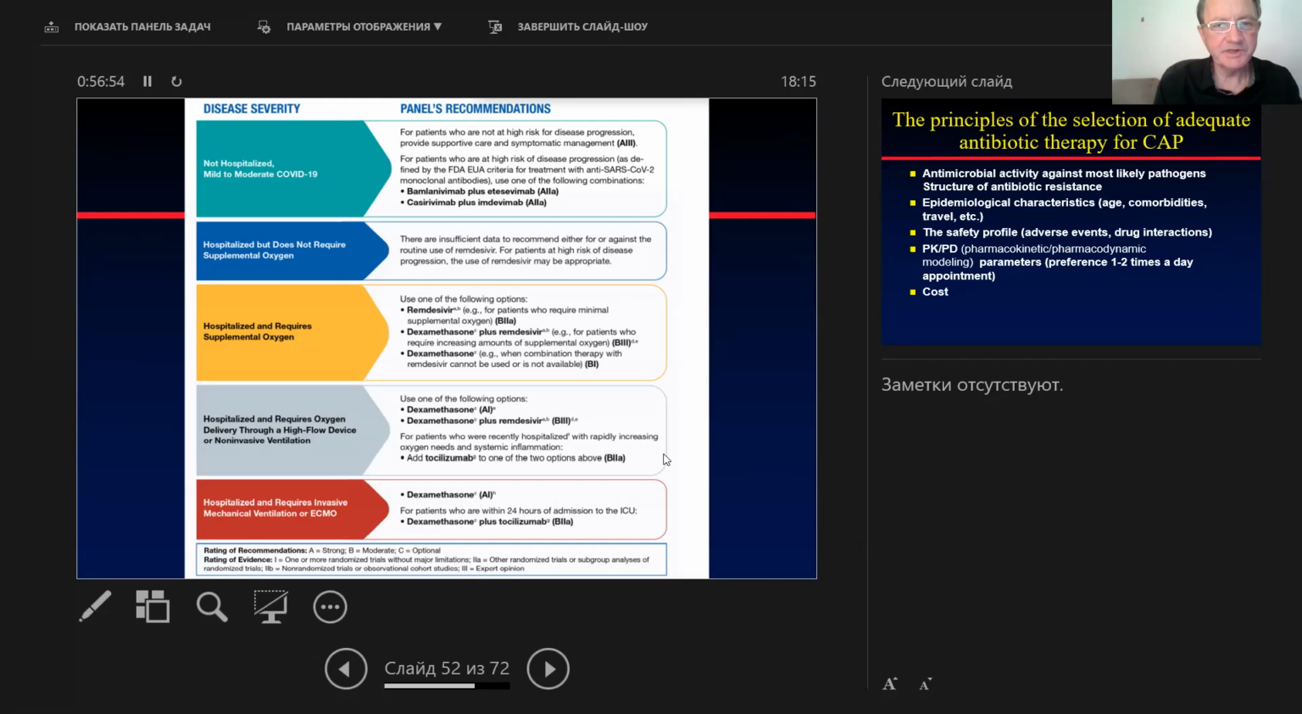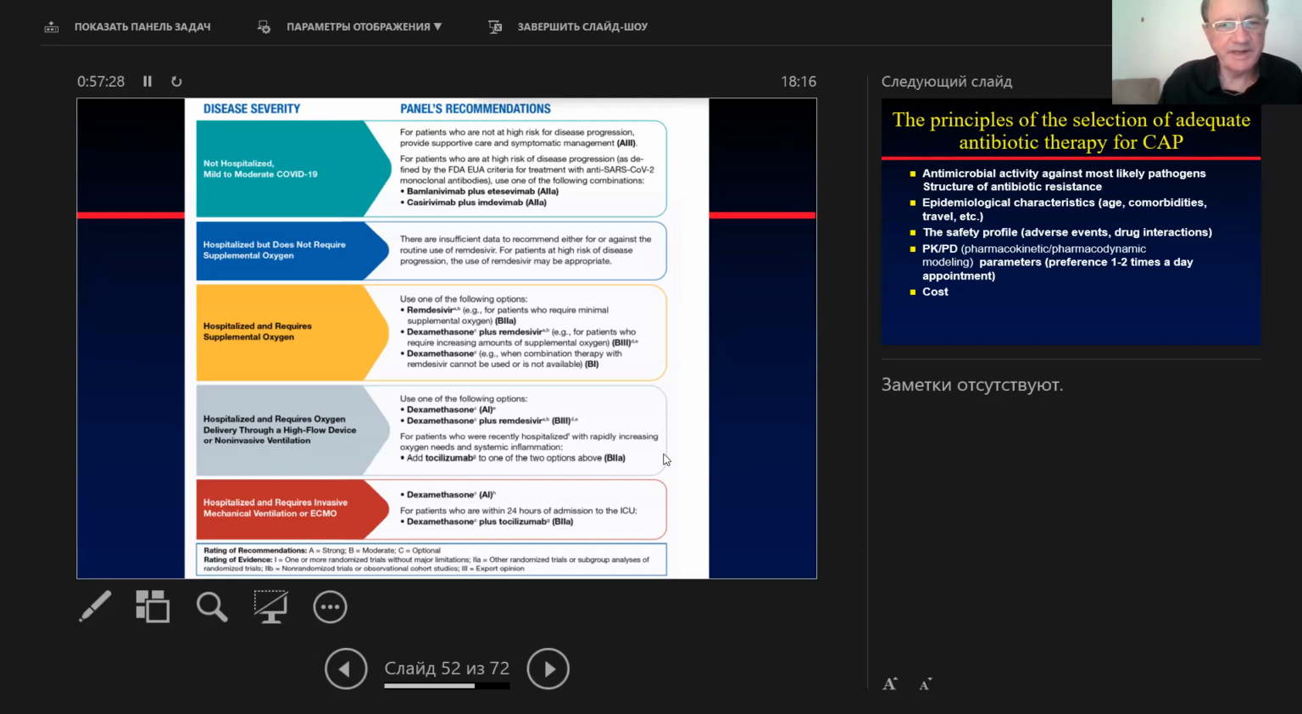For patients who have a high risk of disease progression, in an outpatient condition, not hospitalized, the recommendation is an anti-SARS-CoV-2 monoclonal antibody: bamlanivimab plus etesevimab.